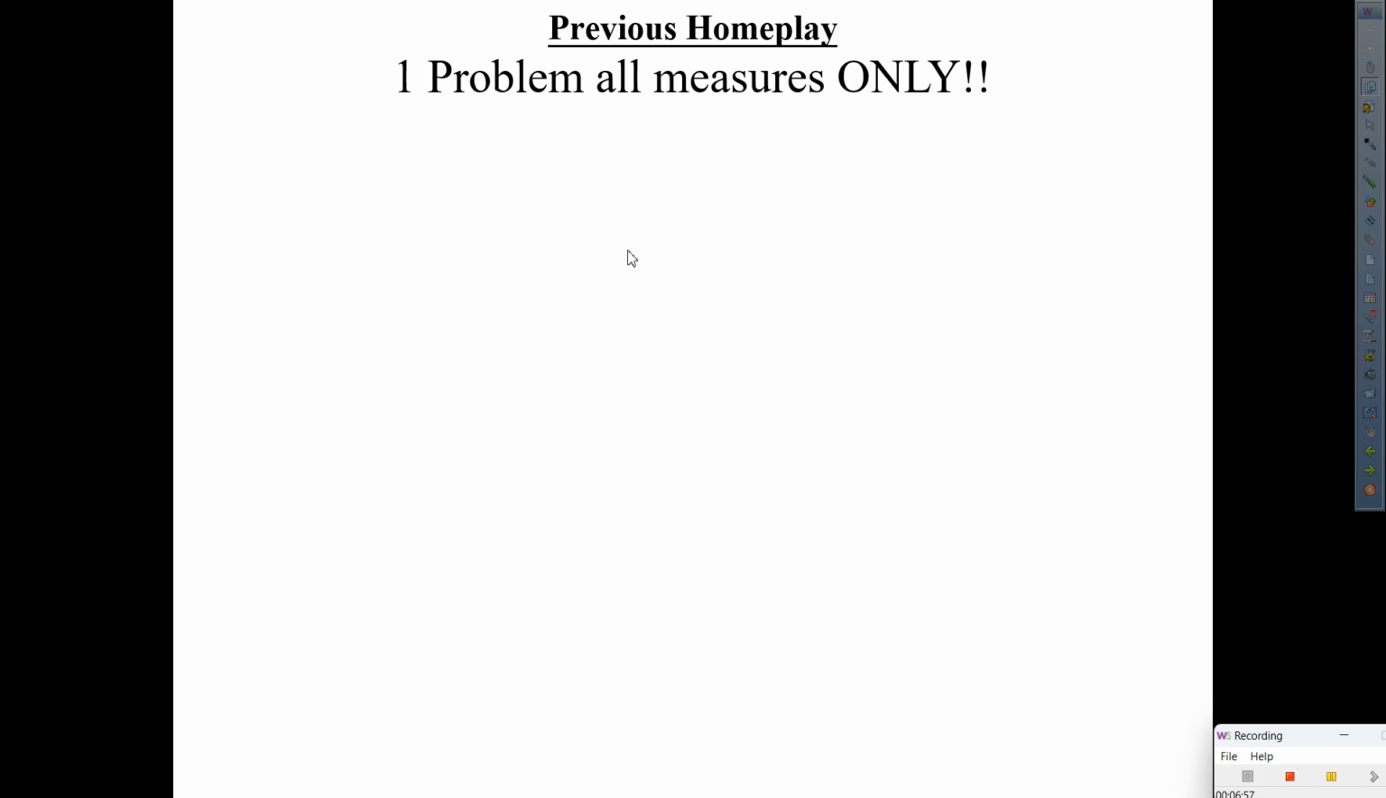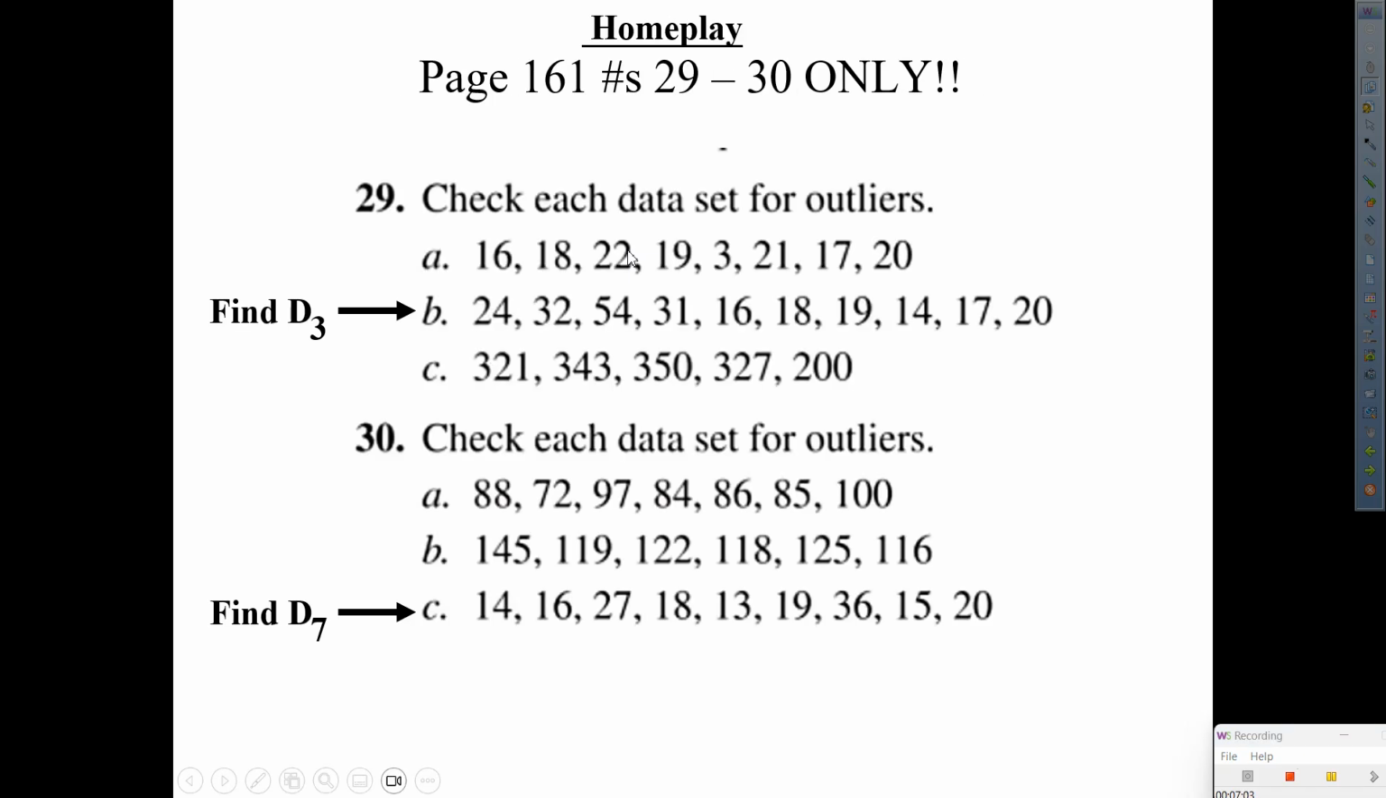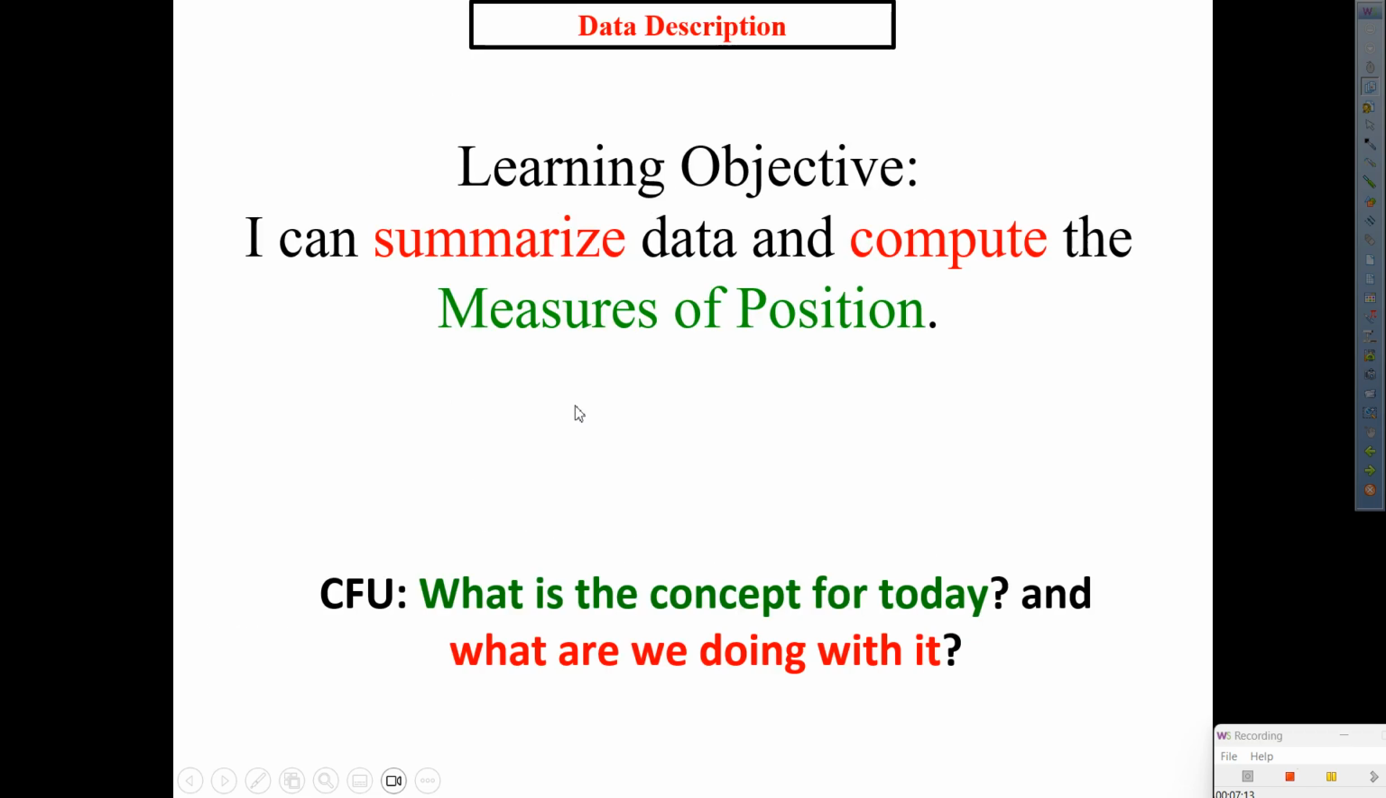Tonight looks like this. All right, here we go. I can summarize data and compute the measures of position. So by now you should know that we are finishing up measures of position today. We already started not too long ago in December.